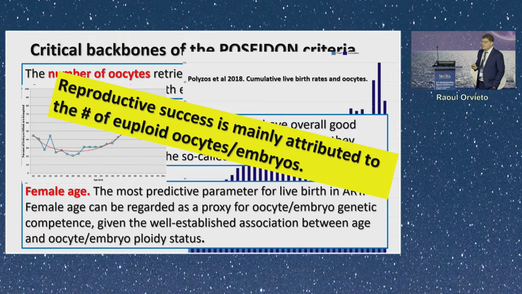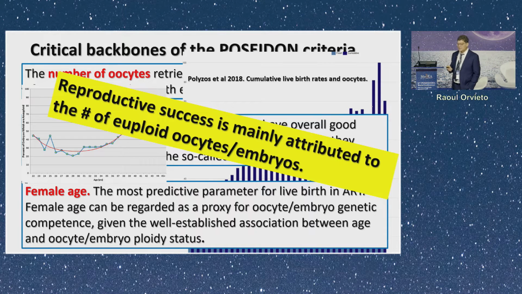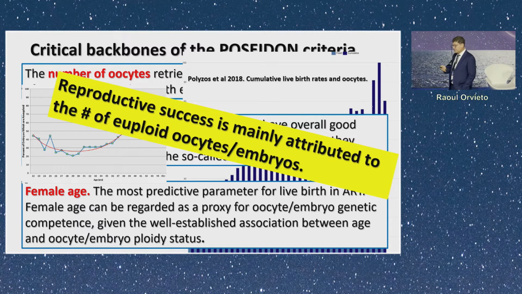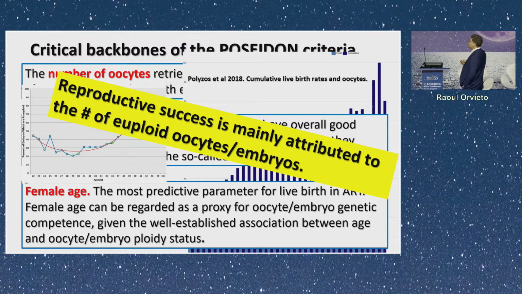If we take all these backbones together, we know that reproductive success is mainly attributed to the number of euploid oocytes or embryos. The more euploid oocytes or embryos, the higher the reproductive success rate. And actually, the number of euploid embryos is included in the POSEIDON criteria.